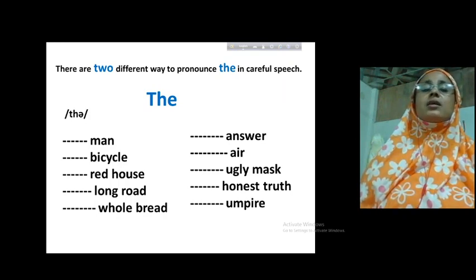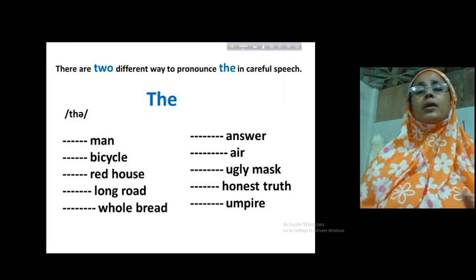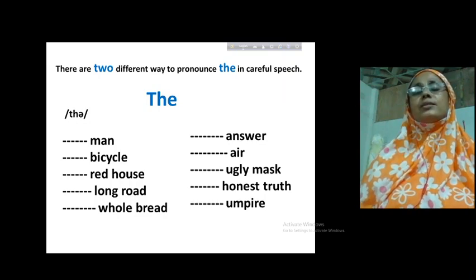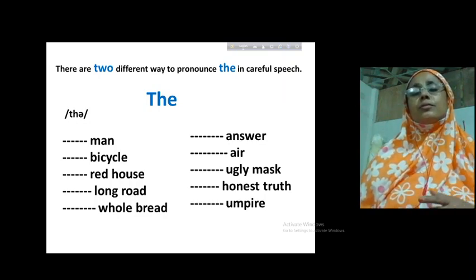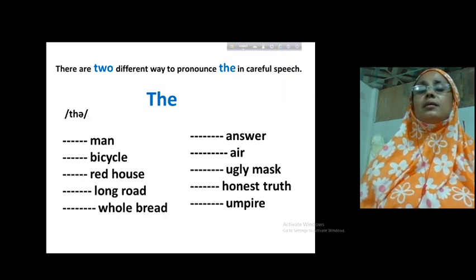Before a word that begins with a consonant, we use thuh. When you speak, you will say the man, the bicycle, the red house, the long road, the whole bread. But if you read like that, you have to say thee answer, thee air, thee ugly mask, thee honest truth, and thee umpire. Why? What is the difference?